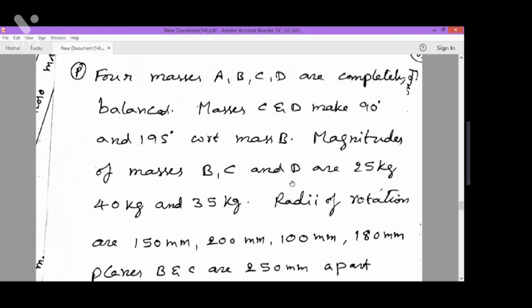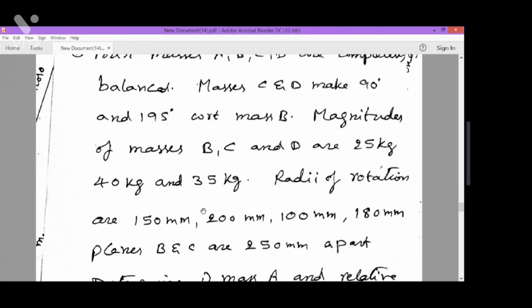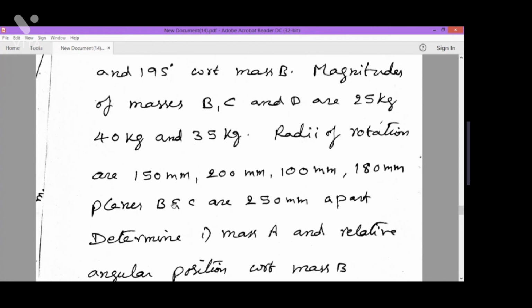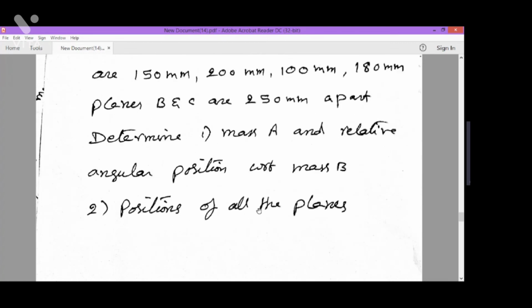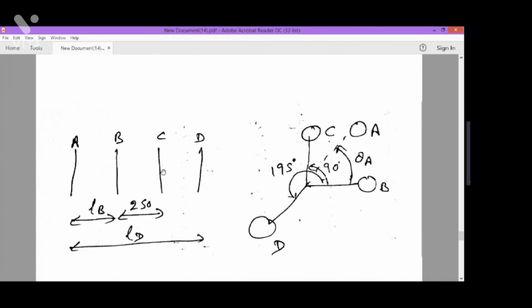Magnitudes of masses B, C and D are given. Radii of rotation are given. Distance between B and C only is given to you. So distance between B and C is given means the masses are on different planes. So if you observe the diagram here, the masses are on different planes. So there are four planes, four masses.